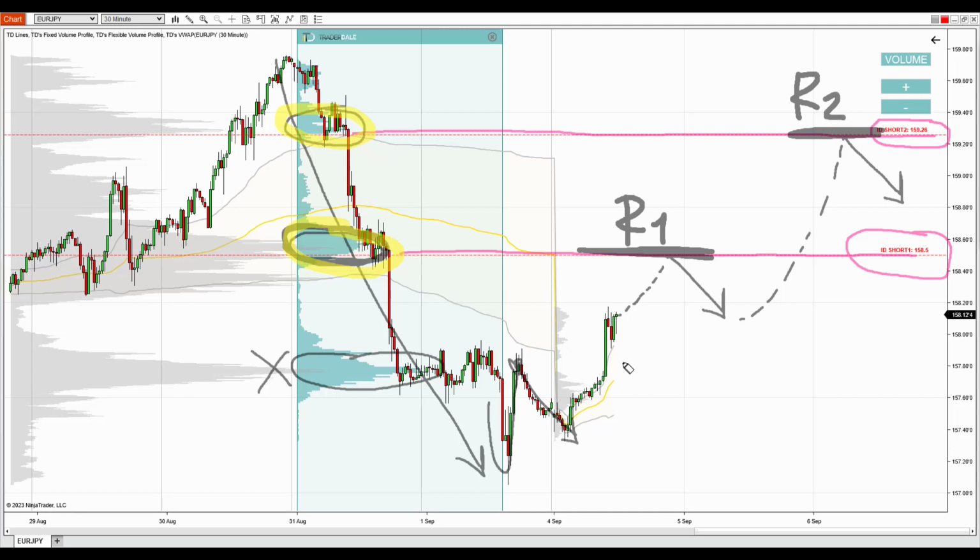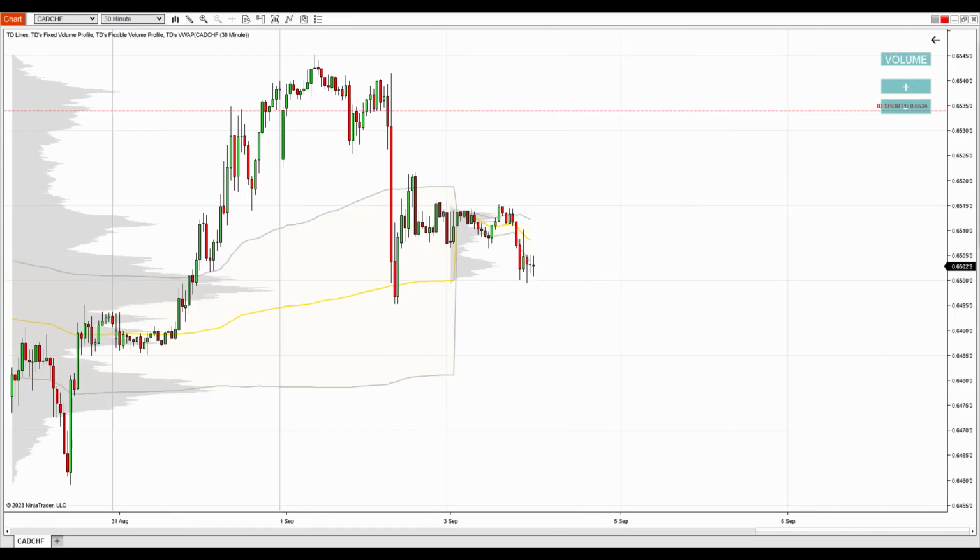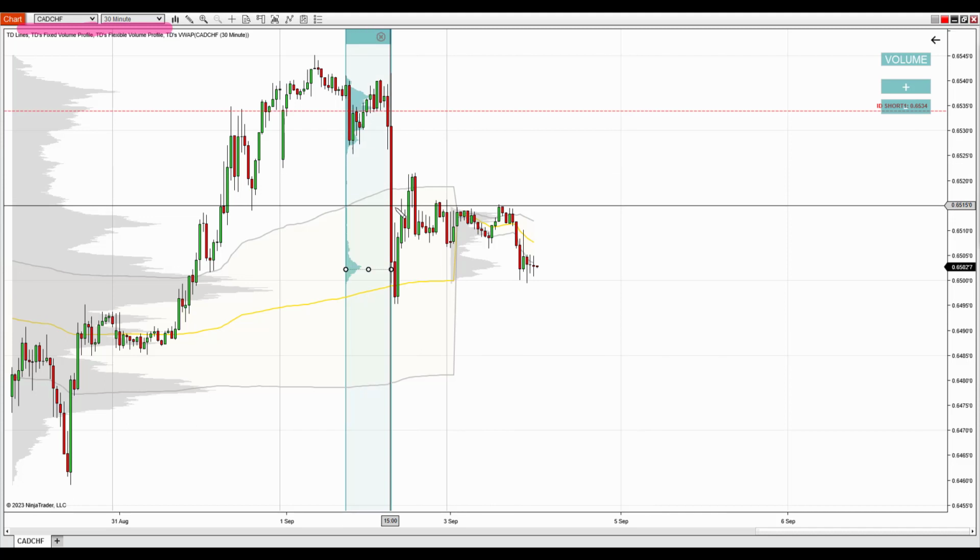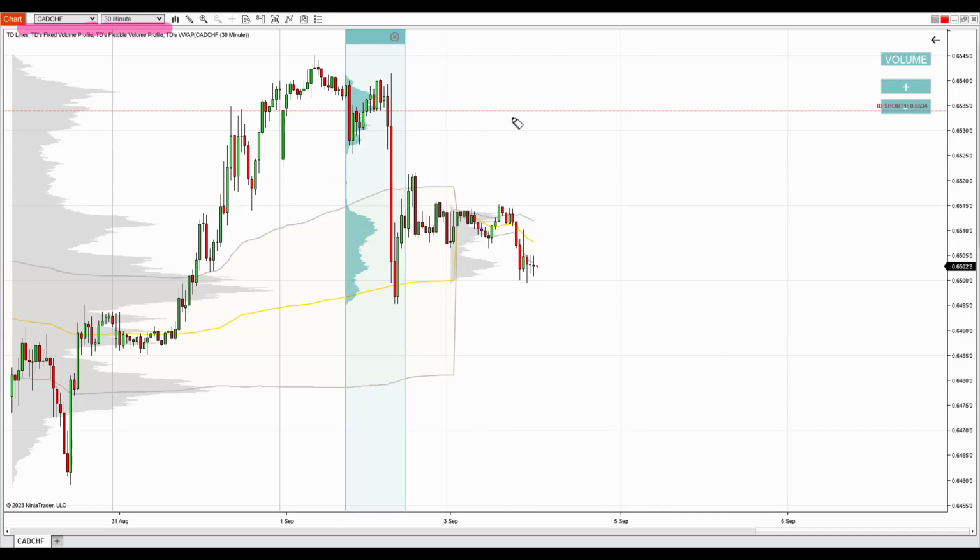Alright, so that's for the Euro Japanese yen, and let me now switch over to the next trading idea, and it will be the Canadian dollar Swiss franc. So what you have before you is the Canadian dollar Swiss franc 30-minute time frame, and what I want to show you is a volume profile setup, which is showing us that there were heavy volumes accumulated in here before this strong selling activity. This is a setup which I call the volume accumulation setup, and it is telling us that sellers were accumulating their short positions in here.